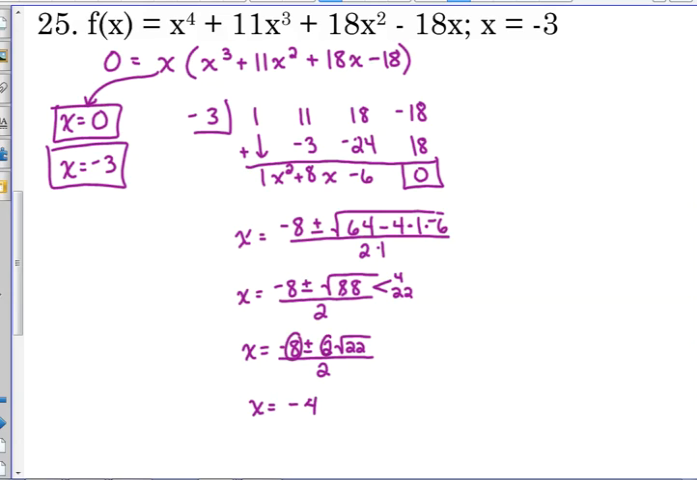And all 3 of these are divisible by 2, so we get negative 4 plus or minus the square root of 22. Now you can leave the 1 out here and in the denominator. You just can't leave it out if it's that first constant, if that simplifies to 1, you've got to keep that 1. But you don't need the 1 in front of the square root, and you don't need to divide by 1. So there are the other 2 solutions.